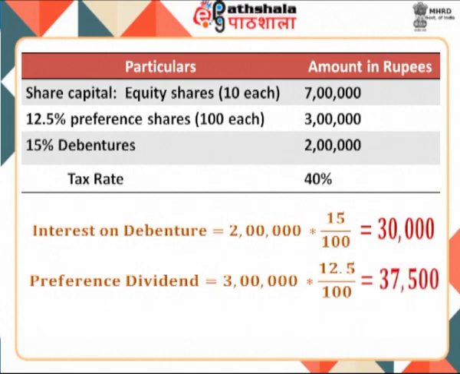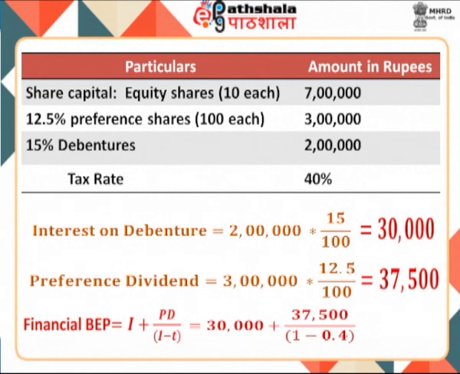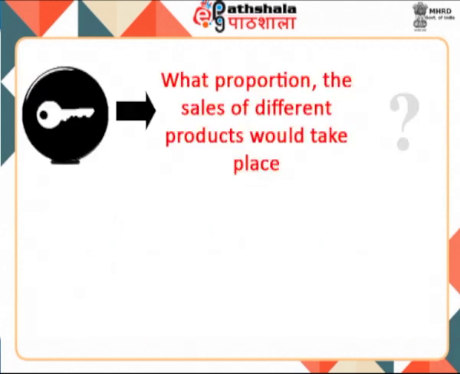Thus, the financial break-even point is equal to interest, that is I, plus preference dividend, that is PD, whole divided by 1 minus T, that is tax rate, which is equal to 30,000 plus 37,500 divided by 1 minus 0.4, which is equal to 92,500. Composite break-even point is applicable for the firms which manufacture more than one product.